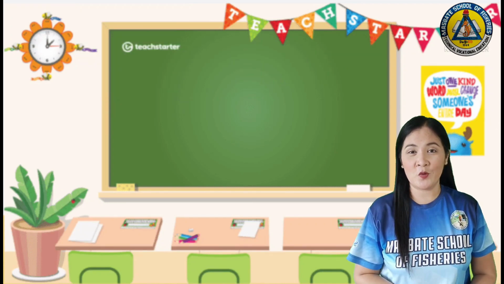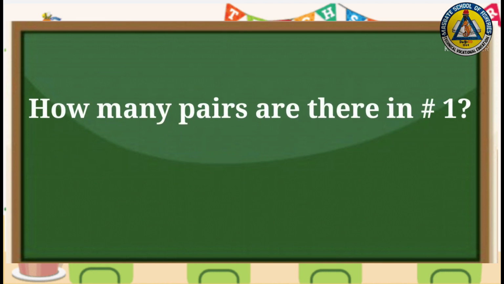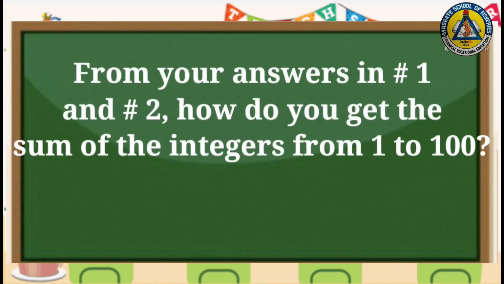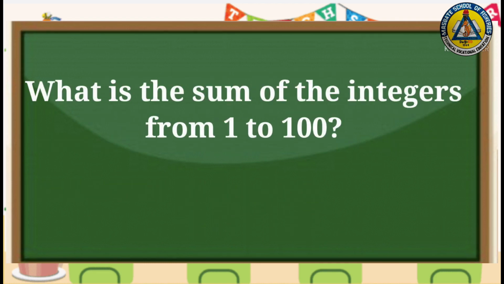Let's find out by doing this activity. What is the sum of each of the pairs 1 and 100, 2 and 99, 3 and 98, 50 and 51? How many pairs are there in number 1? From your answers in number 1 and number 2, how do you get the sum of the integers from 1 to 100? What is the sum of the integers from 1 to 100?